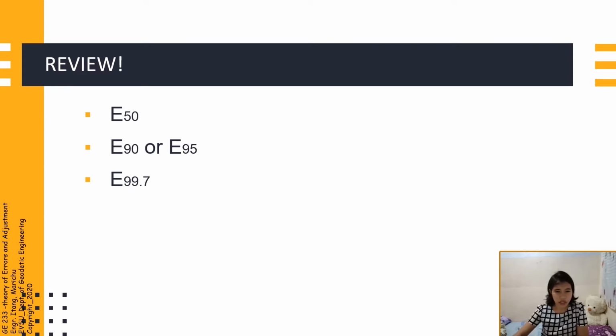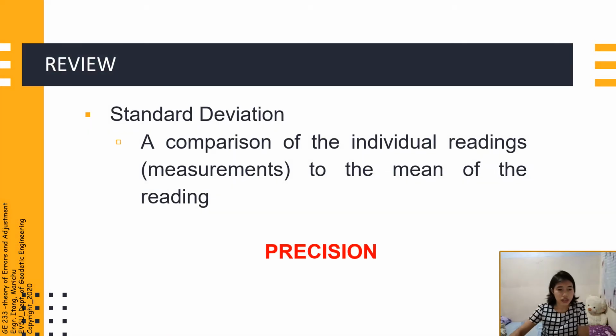So I have here next, this is also a review. The standard deviation, the definition, is a comparison of our individual readings or observations to the mean of the readings. So how far each individual reading is from the mean of the readings, or our MPV.